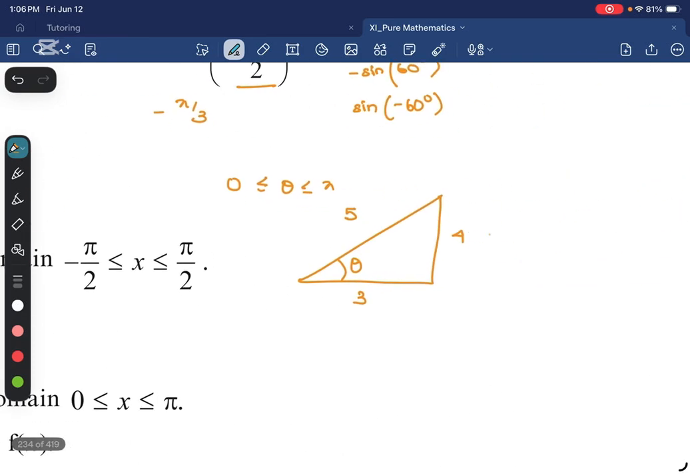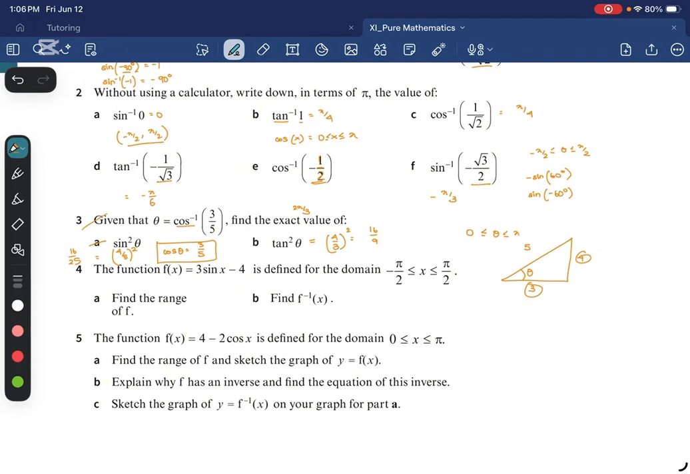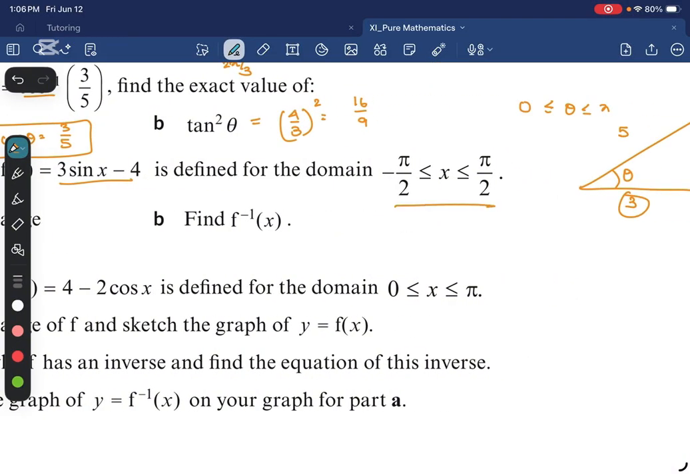And what is tan theta? Tan theta is 4 over 3, and if you square it, you get 16 over 9. So that is your solution: 16 over 25 and 16 over 9. So we're done with this. The function is defined for this domain.